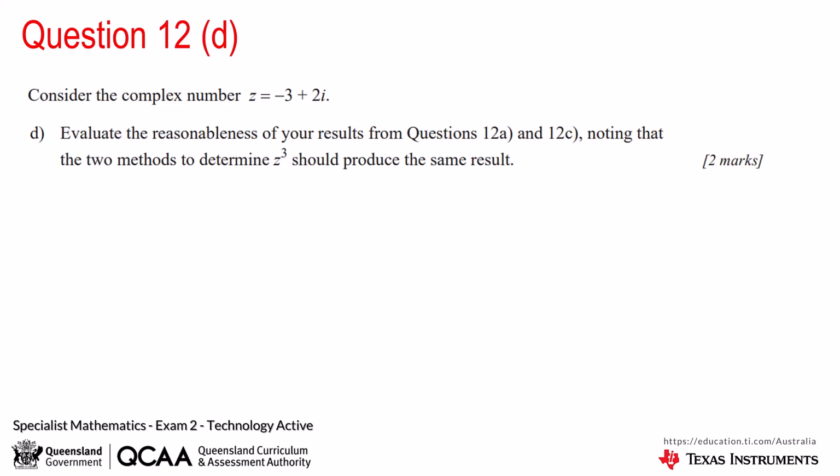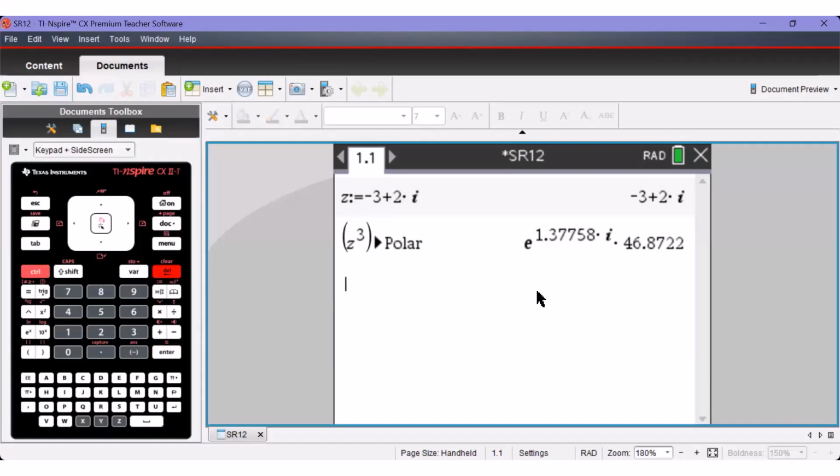In 12D, we're asked to evaluate the reasonableness of our results from Part A and Part C. There's a note that the two methods should give the same results. This is a 2-mark question. Currently, we've got z cubed expressed in polar form, and what we first of all should do is convert that form of z cubed into Cartesian form and compare it to the Cartesian form for z cubed that we found in Part A.